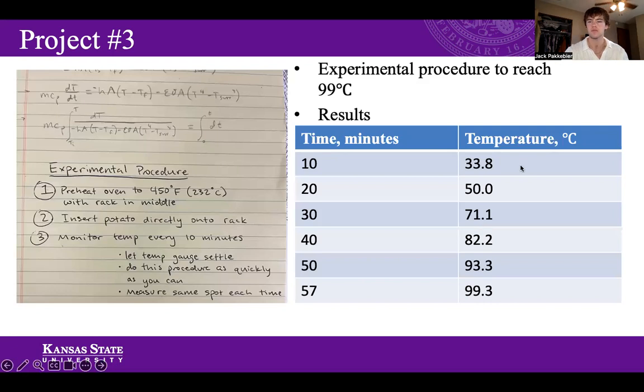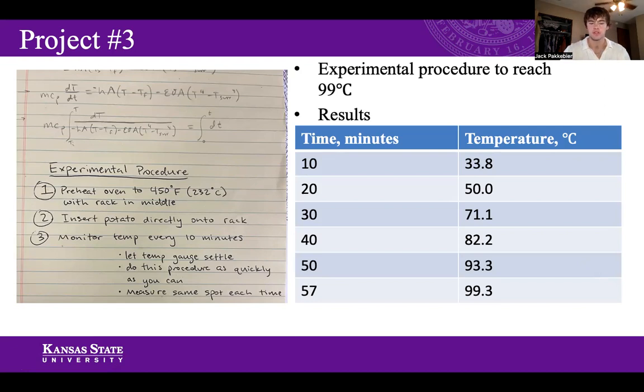Continuing. For part 3, I created an actual experiment to see real life results that we could compare to these equations. We needed to reach 99 degrees Celsius. Off to the left, you can see my experimental procedure. First, we needed to preheat the oven to 450 degrees Fahrenheit, which is 232 Celsius, with the rack in the middle. Then once it's up to temperature, insert the potato directly onto the rack. Then my plan was to monitor the temperature every 10 minutes.